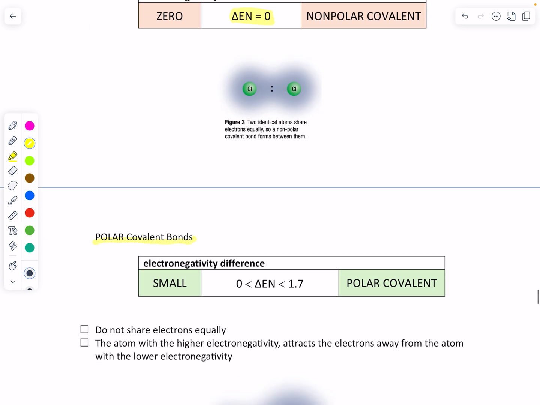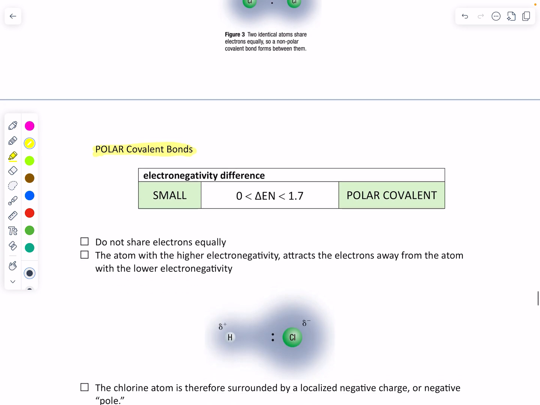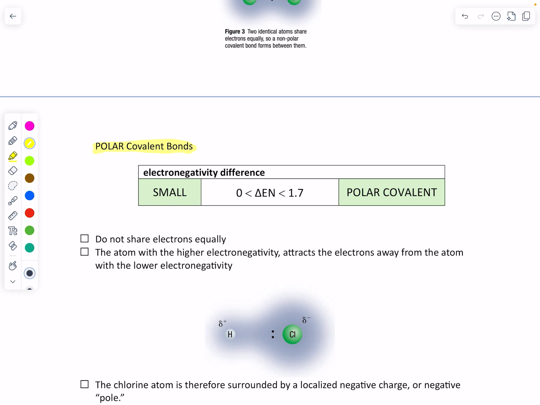Polar covalent bonds are formed when the electronegativity difference is small. That is, when the electronegativity difference is between 0 and 1.7. If the electronegativity difference is between 0 and 1.7, then a polar covalent bond will form between two elements. Hydrogen and chlorine will form polar covalent bonds.